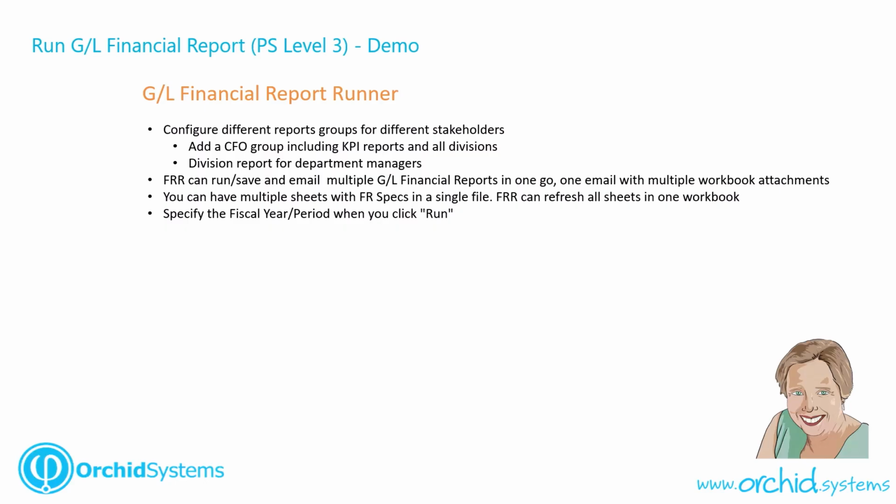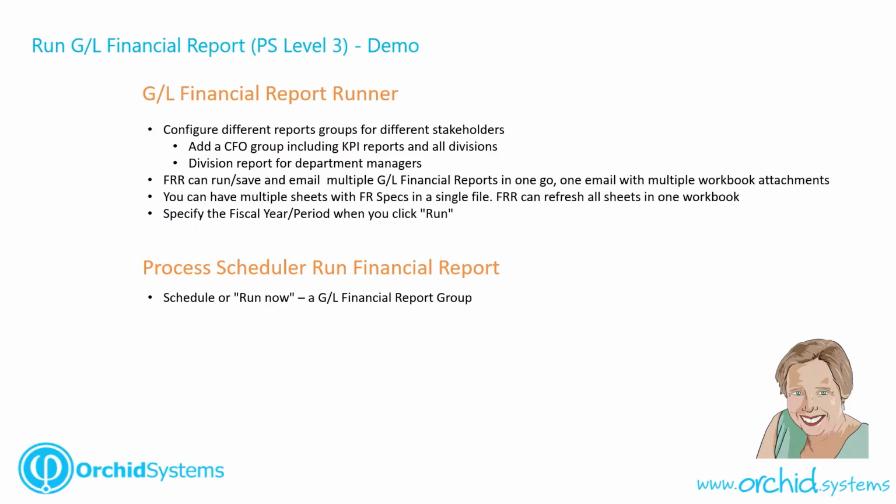And when you're running a report through the Financial Report Runner, you specify the fiscal year and period when you click Run. All the other parameters, the way you run that report, are saved when you attach the report to the desktop. But if you use Process Scheduler on top of the Financial Report Runner, you can schedule now, or you could schedule at 1 a.m. every Monday morning. And it is able to run a financial report group. And you specify the email parameters that you want to run if you want to email the report.